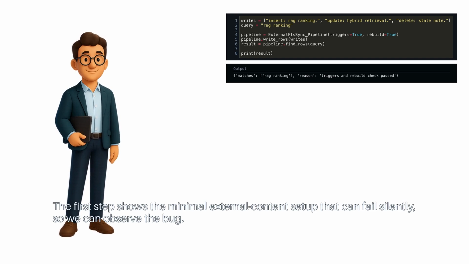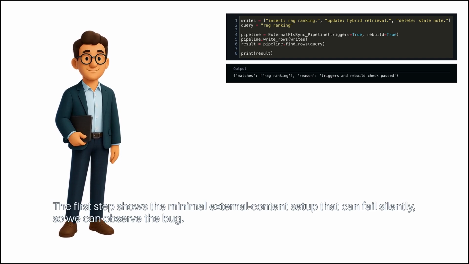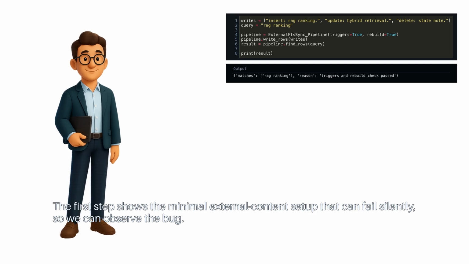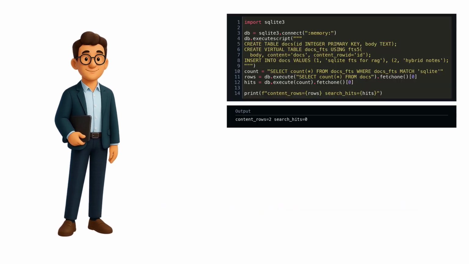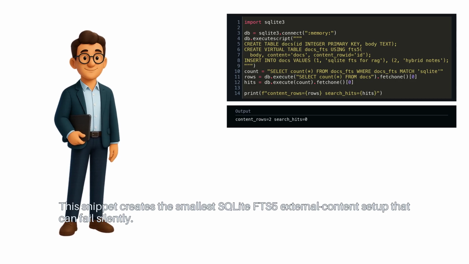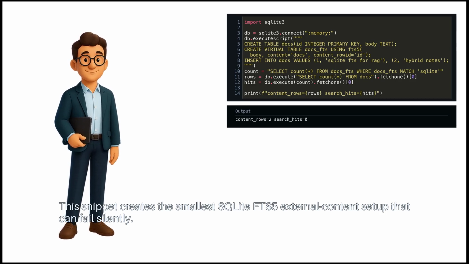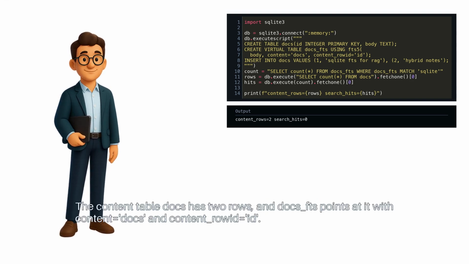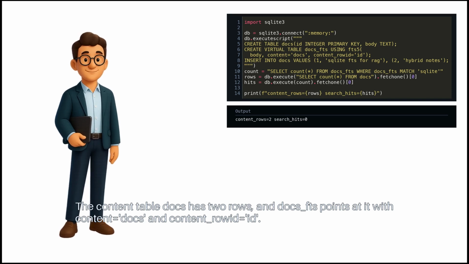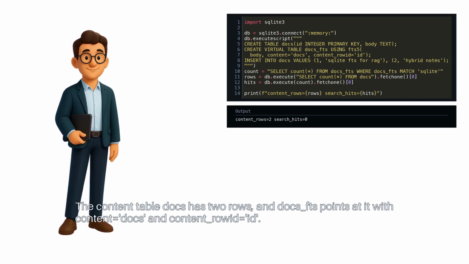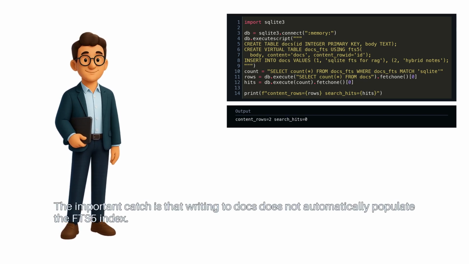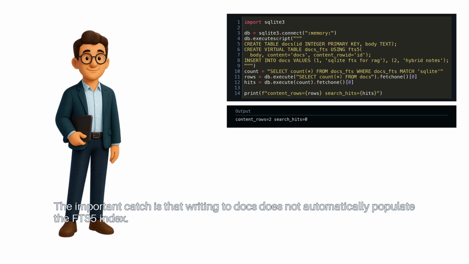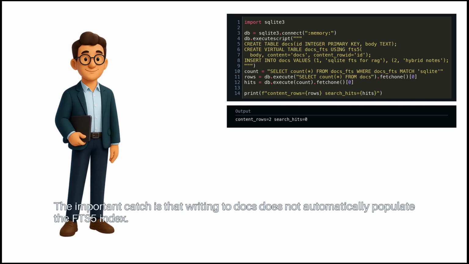The first step shows the minimal external content setup that can fail silently, so we can observe the bug. This snippet creates the smallest SQLite FTS5 external content setup that can fail silently. The content table docs has 2 rows, and docs_fts points at it with content='docs' and content_rowid='id'. The important catch is that writing to docs does not automatically populate the FTS5 index.